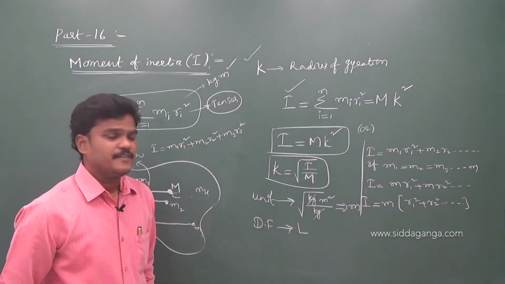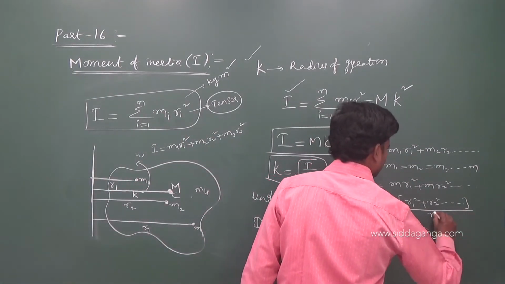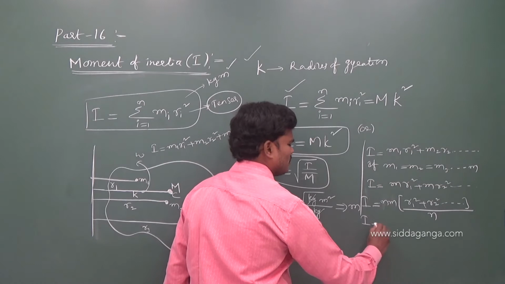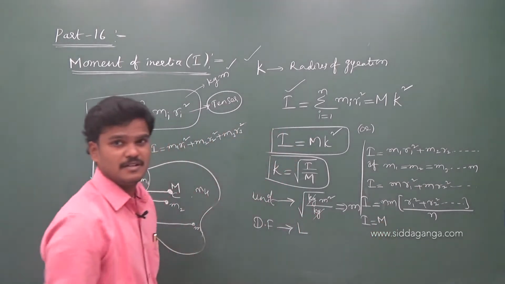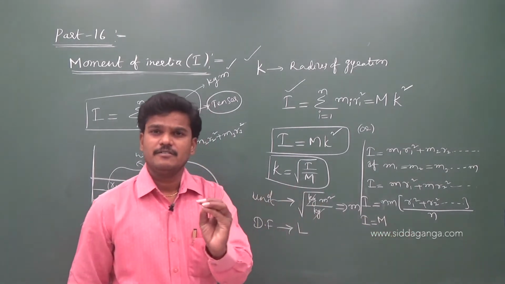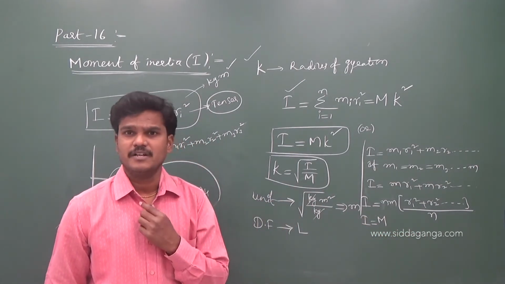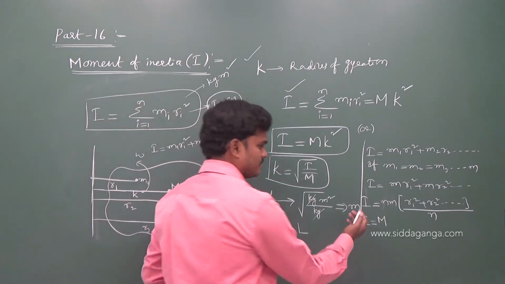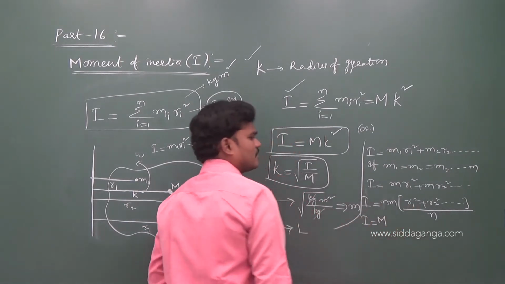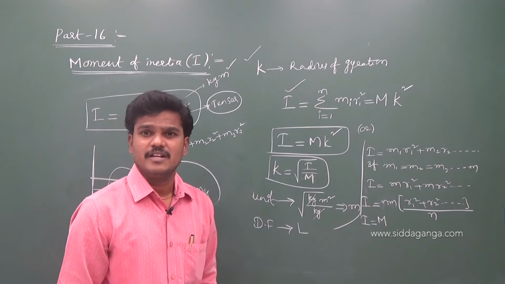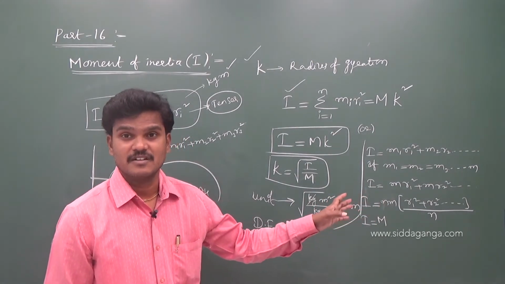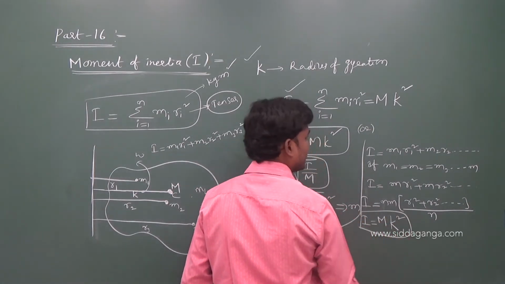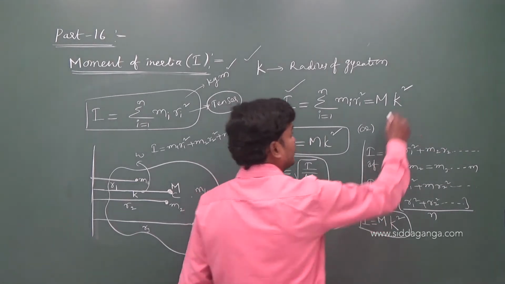If I multiply by n and divide by n, what is this nm? Total mass. That m is the mass of a single individual particle, and nm is the mass of the total rigid body, capital M. So capital M times r1 square plus r2 square and so on up to rn square, divided by n. I think you know that one, root mean square. Here this can be represented as k square. So another equation for k is, let me write here.